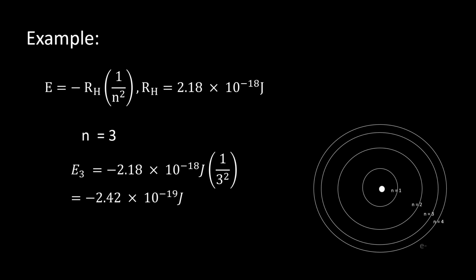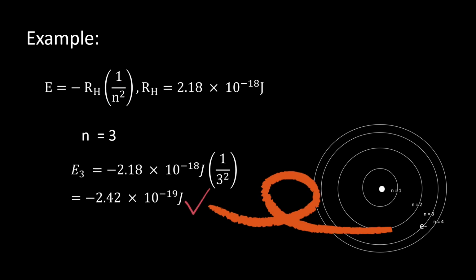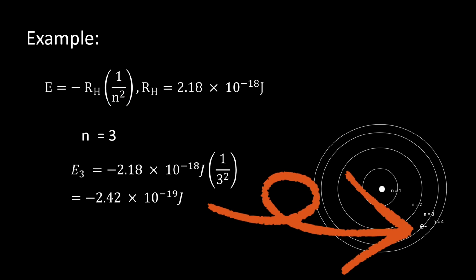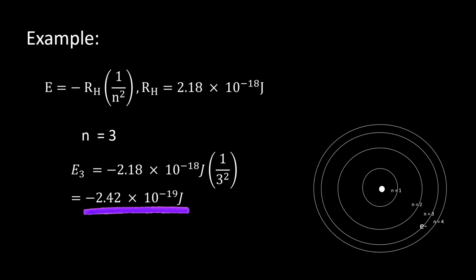If the electron is at energy level n equals 3, then just substitute the n with 3 to get the energy of the electron at energy level n equals 3, and this is equal to negative 2.42 times 10 to the power of negative 19 joules.